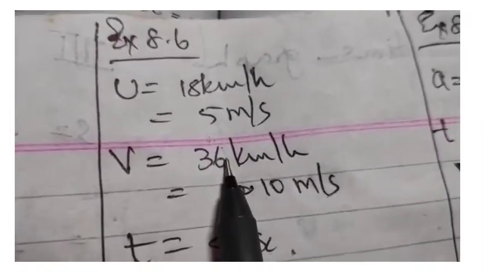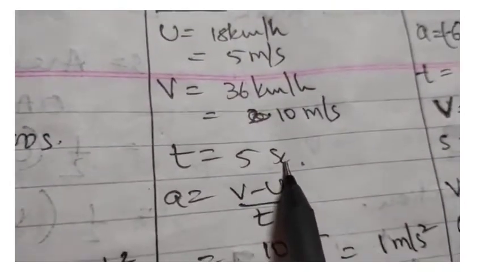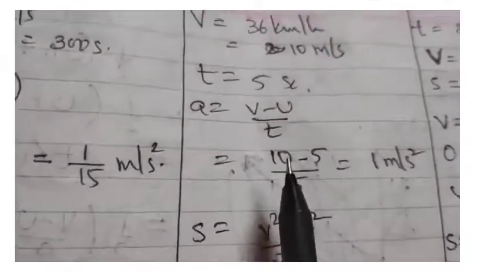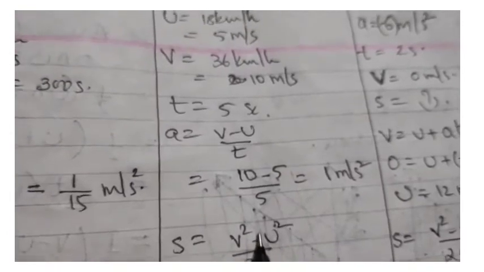36 km per hour multiplied by 5 by 18 will give you 10 meter per second, and it is taking place in 5 seconds. So (v minus u) upon t, if you do, it will be (10 minus 5) upon 5, which gives you 1 meter per second square.